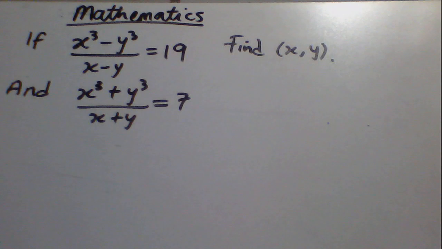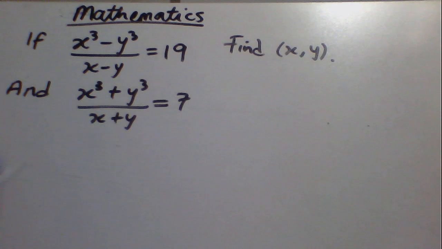Alright, good day students. You are given equations involving the variables s and y. You are required to find the values of s and y if (s^3 - y^3)/(s - y) = 19, and (s^3 + y^3)/(s + y) = 7. Find the values of s and y.